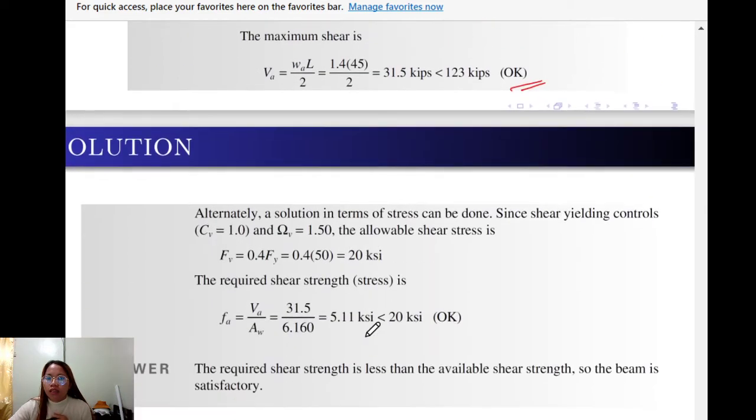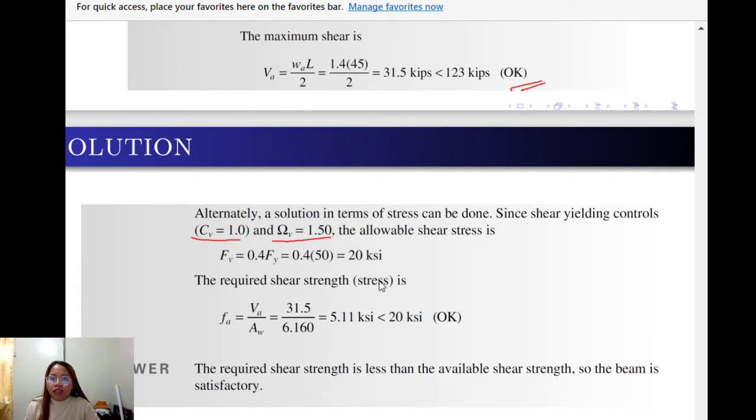Right. Alternately, a solution in terms of stress can be done since shear yielding controls. So you have to use this, Cv of 1.0 and the factor of safety 1.5. Okay, we have the alternative solution. So the allowable shear stress is 0.4 times the tensile yield stress. That is 0.4 times 50, which is 20 ksi.